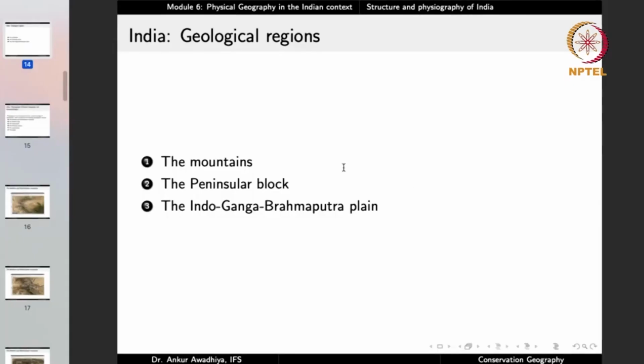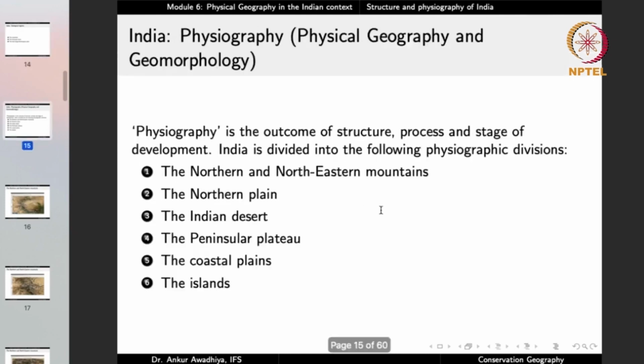So these are the three geological regions: the mountains, the peninsular block, and the Indo-Ganga Brahmaputra plain. Then if we look at the physiographical divisions, we find 6 divisions. The first is the north and the northeastern mountains. Now in this context, we saw that the northern mountains is the Himalayas.